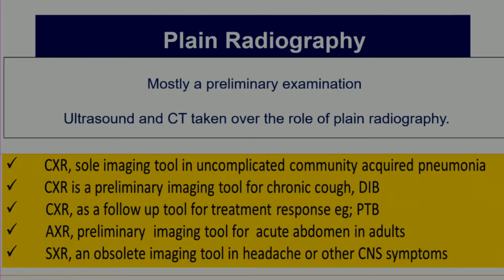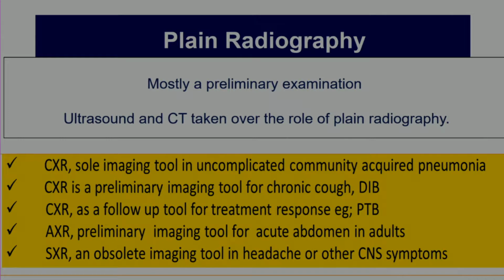But still, chest X-ray is the sole imaging tool in uncomplicated community-acquired pneumonia, as you may know, and chest X-ray is a preliminary imaging tool for chronic cough and shortness of breath. If a patient comes with heart failure, you don't go and do a CT, though it is the best way to look at your alveolar airspace shadowing. And chest X-ray is a good follow-up tool for most diseases, including TB.